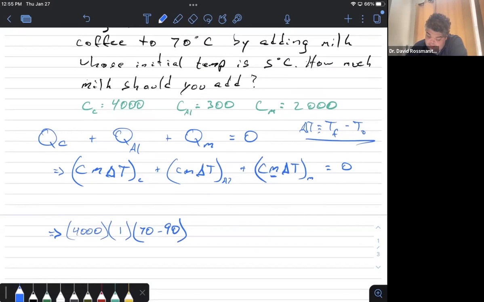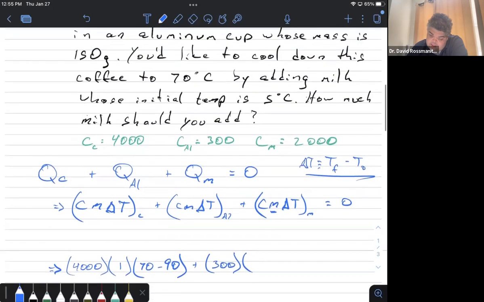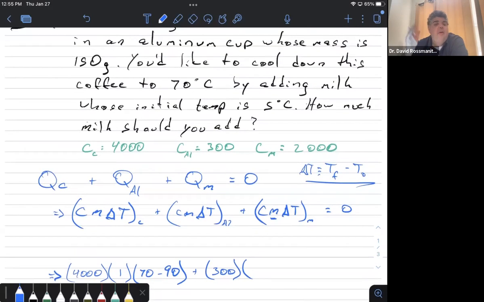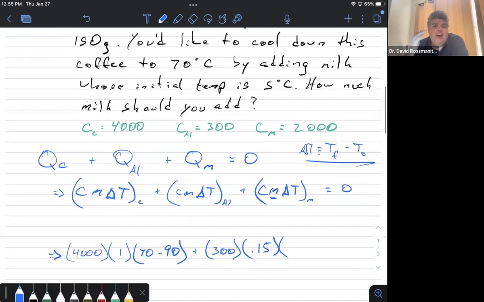Now I move on to the cup. Specific heat of aluminum given in the problem is 300. The mass of the cup, 150 grams. Grams is bad. I have to convert to kilograms. So it's 0.15 kilograms. And then the change in temperature of the cup.